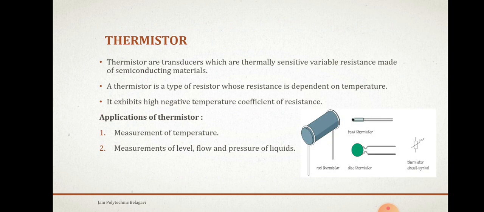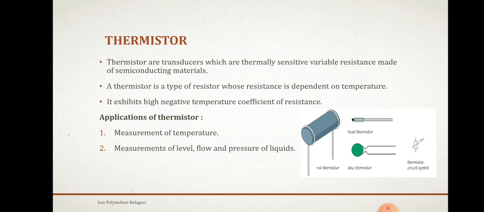Okay. The next one, thermistor. So this word thermistor is a contraction of the words thermal and resistor. It is a temperature sensitive semiconductor device whose resistance varies with the temperature. So these thermistors are transducers which are thermally sensitive variable resistances made of semiconductor materials. A thermistor is a type of resistor whose resistance will depend on what? Temperature. It exhibits a high negative temperature coefficient of resistance. So in the diagram you can see over there, that is the thermistor.